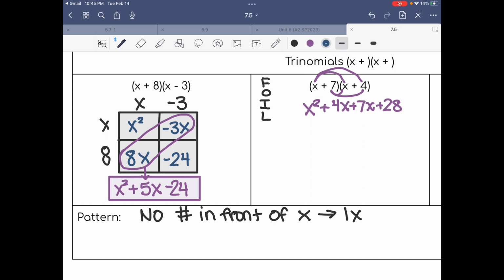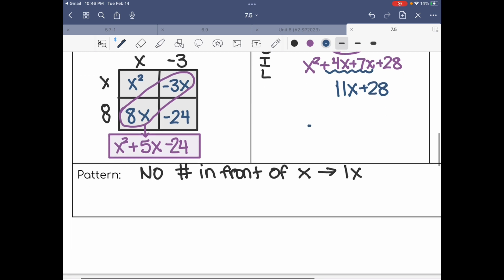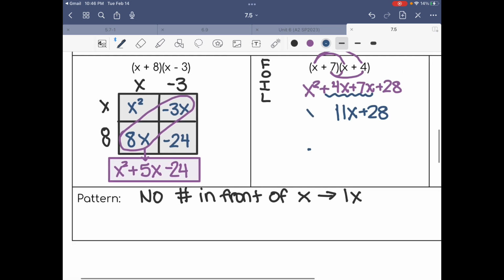Then, just like with the box method, you add the 2 in the middle together. 4 plus 7 is 11x. And then you keep the 28 and the x squared. And that's your answer.